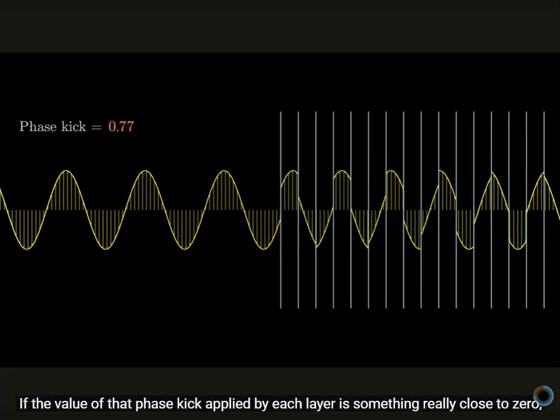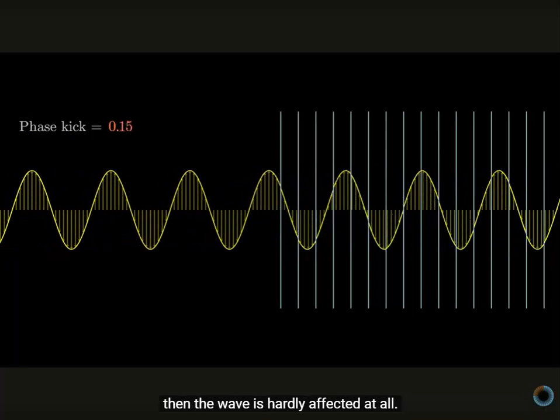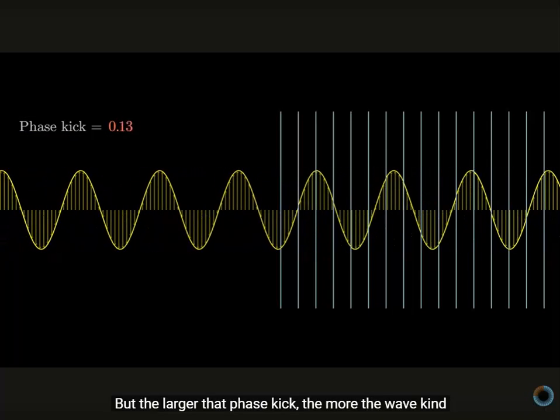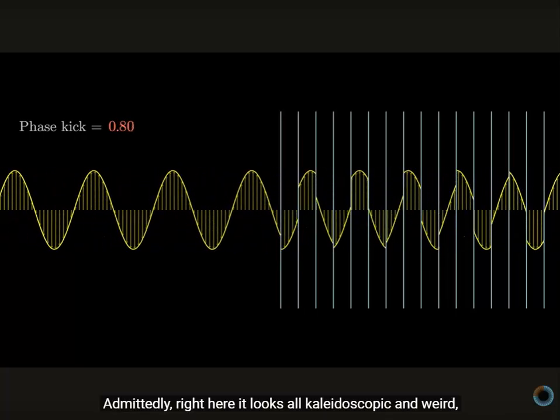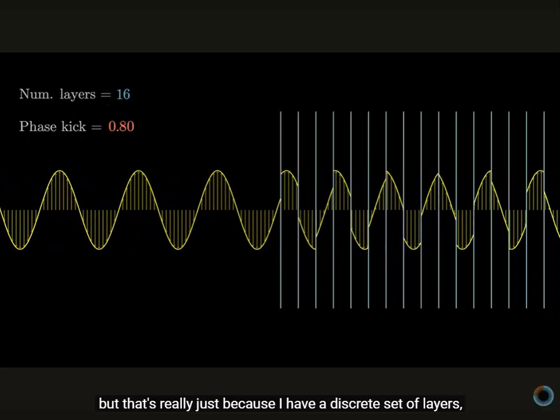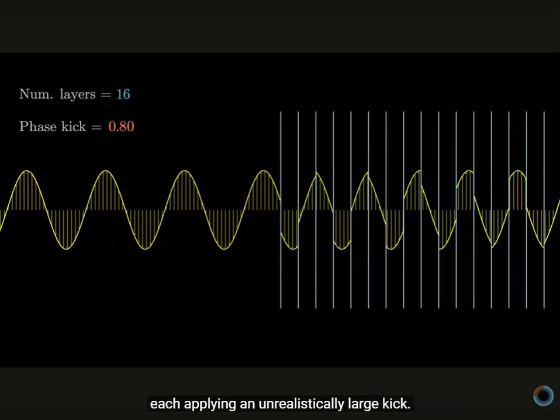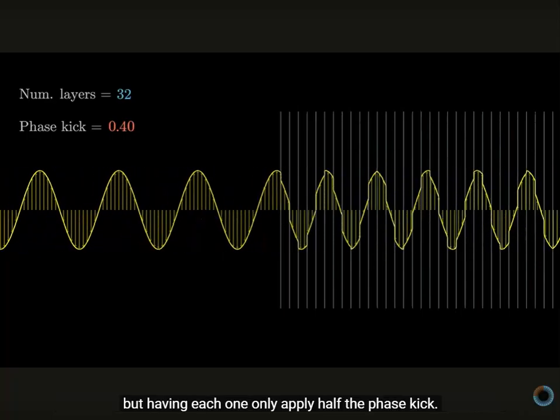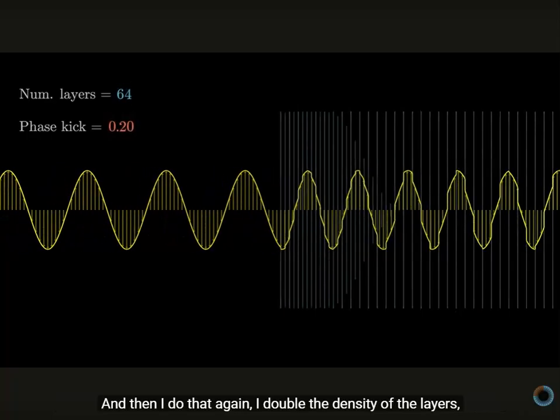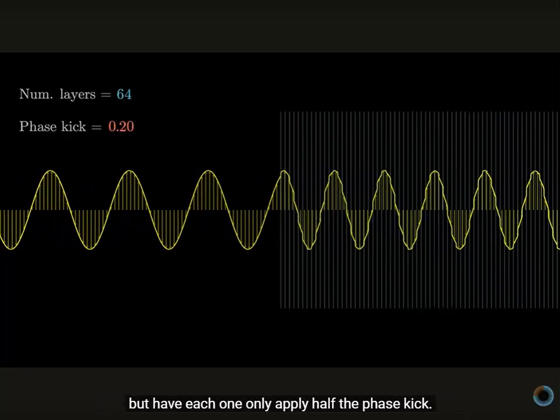If the value of that phase kick applied by each layer is something really close to zero, then the wave is hardly affected at all. But the larger that phase kick, the more the wave kind of gets squished together among all those layers. Admittedly, right here it looks all kaleidoscopic and weird, but that's really just because I have a discrete set of layers, each applying an unrealistically large kick. Notice what happens if I smooth it out by doubling the density of layers, but having each one only apply half the phase kick. And then I do that again, I double the density of the layers, but have each one only apply half the phase kick.